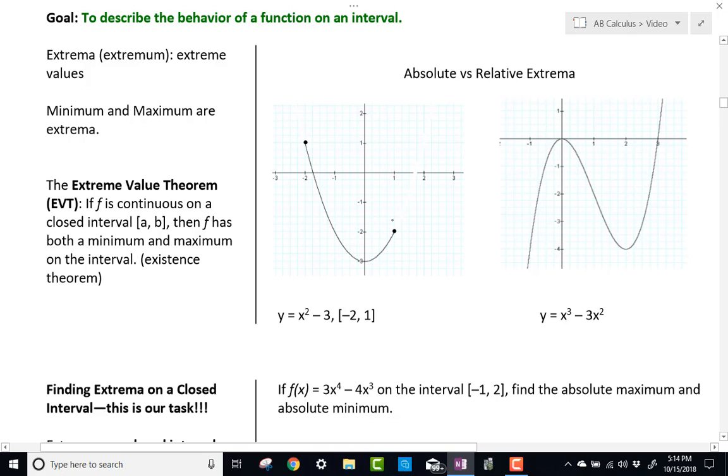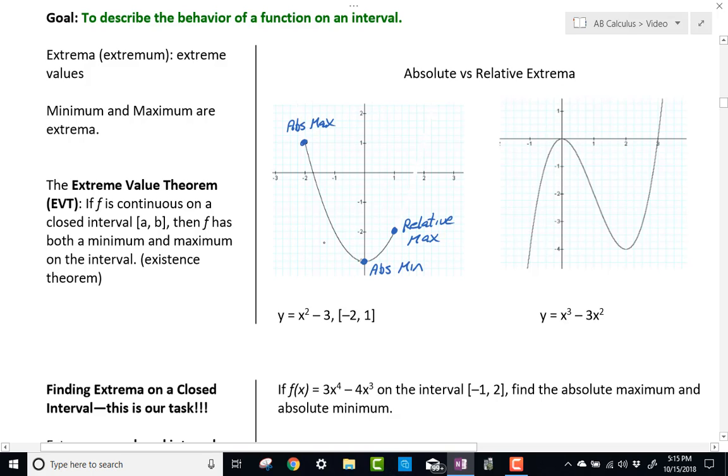So if I'm looking at this graph, you can see that this graph is closed on this interval by these two solid points here. So this point right over here on the left side, this would be the absolute max. This point over here on the right side, this would be a relative max, because it's not the highest, so we would call that a relative max. This graph also has down here at 0, -3 an absolute min.